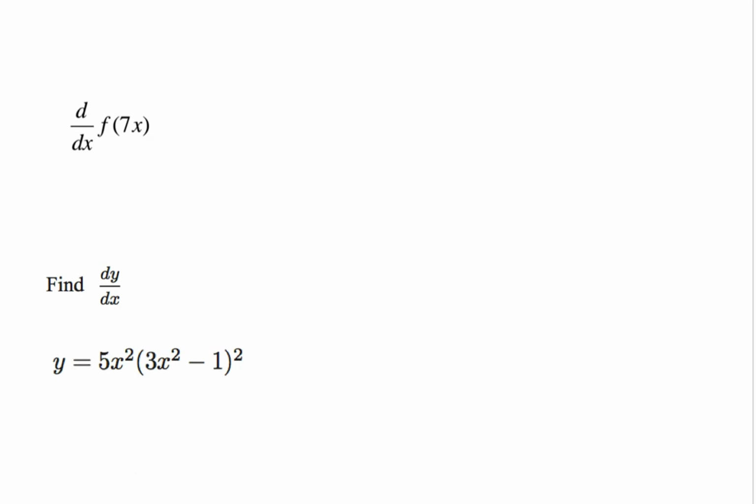This next one, another one. Now, notice the outside here is the f of x. So take the derivative of the outside, f prime. Leave the inside alone, 7x. And please don't forget, times by derivative of the inside, 7.